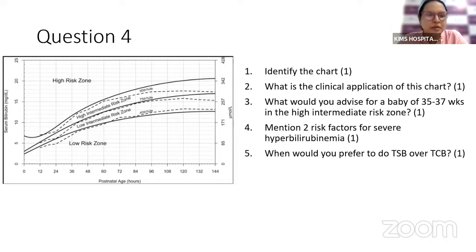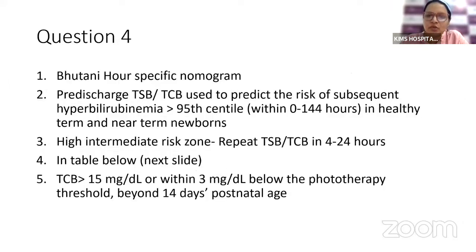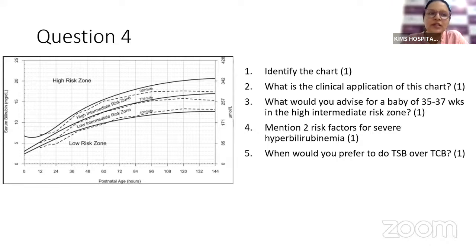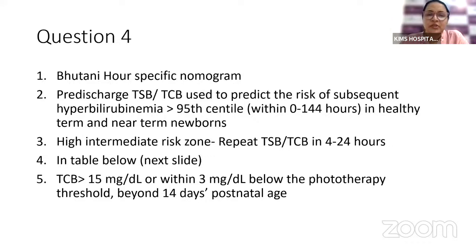So if you find the baby to be in the low risk zone, there is almost 0% chance of the baby developing severe or serious hyperbilirubinemia. In low intermediate risk zone, this risk is around 2%. In the next high intermediate risk zone, the risk will be around 13%. And in the high risk zone, the risk is almost 90%. So based on this risk, we can predict the risk of subsequent severe hyperbilirubinemia, which is defined as bilirubin levels more than 95th centile within the first 0 to 144 hours.